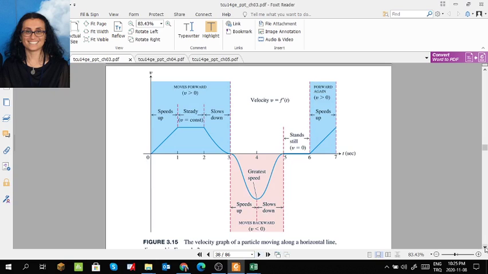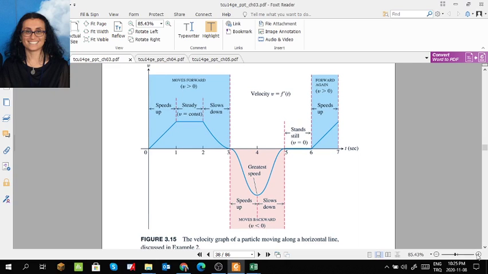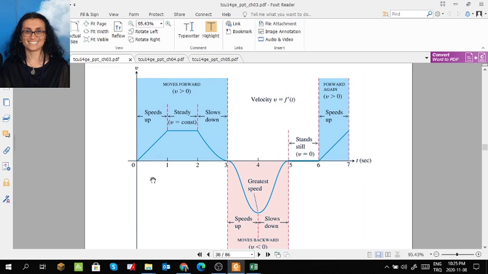Alright, so let's try to understand this graph. I will try to make it a little bit bigger. So this is the velocity graph of a particle moving along a horizontal line. Let's look at this graph and understand what's going on. The horizontal axis is t, which is the time in seconds, and the vertical axis is v, which shows the velocity. As time increases, there's a line here, and the speed is increasing, of course.